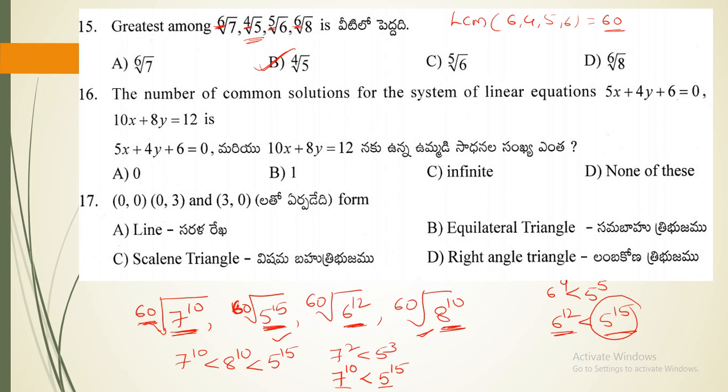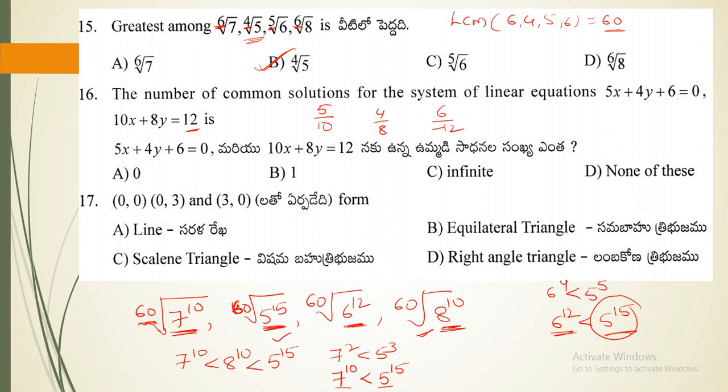Next, the number of common solutions for this particular equation. How can you say? You need to check whether consistent or inconsistent, and based on that we can decide. So a1 by a2 is 5 by 10. Next, b1 by b2, so 4 by 8. c1 by c2, this is plus 6 and this is minus 12, because here if I transpose, you are going to get minus 12.